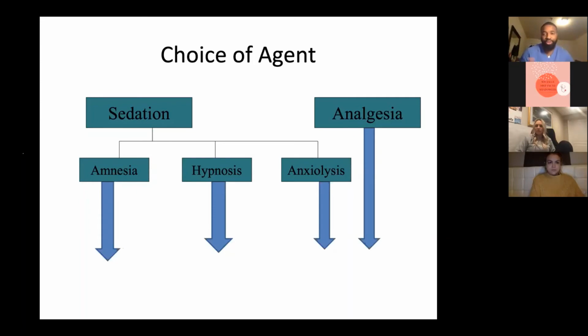So just like the pressors, everything has reasons why you use it. You don't just use something; you have to look at what you're trying to treat. So there are some sedatives that also have pain medications with them. And there are some pure sedatives that don't have any pain control with them. And we'll talk about those as well.